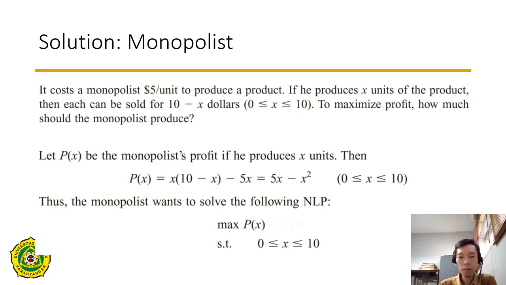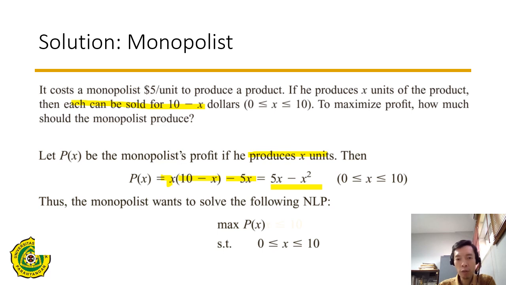So the decision variable x is the number of units that this person produces, and the profit means how much he sells his product. So the price is 10 minus x, and this person produces or sells x units, and then minus the cost, which is 5x. So this is the objective function, which this person wants to maximize.